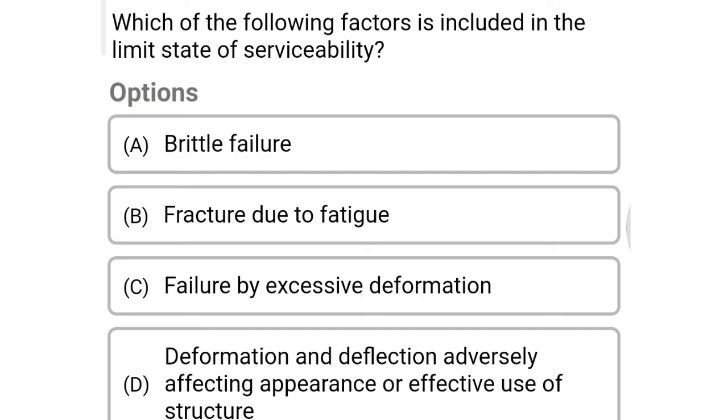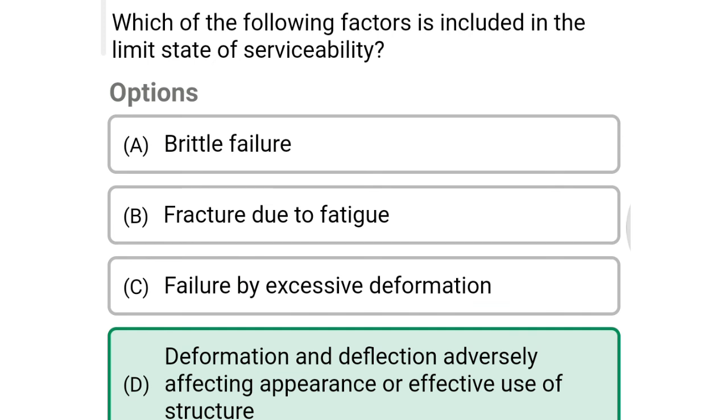So next question, which of the following factors is included in the limit state of serviceability? Option A brittle failure, option B fracture due to fatigue, option C failure by excessive deformation, option D deformation and deflection adversely affecting appearance and effective use of structure. So the correct answer is option D deformation and deflection adversely affecting the appearance and effective use of structure.